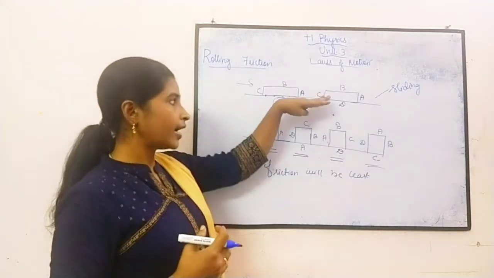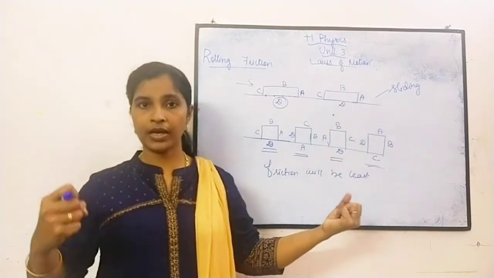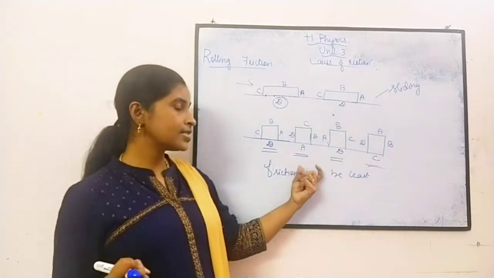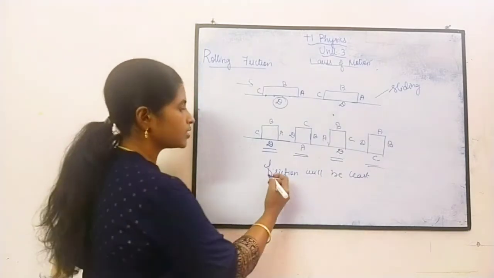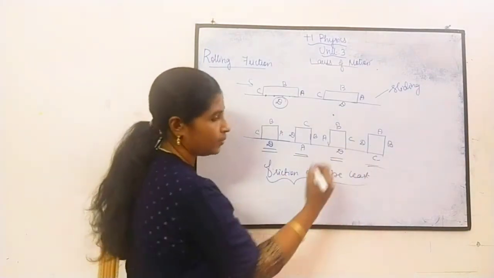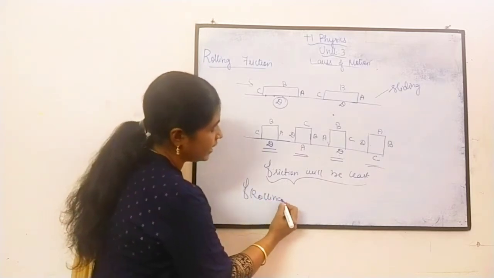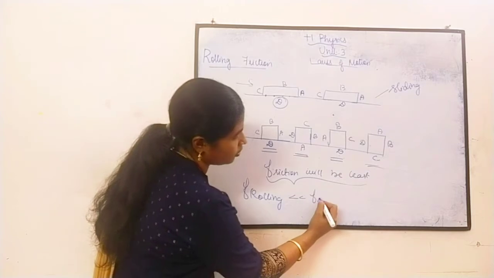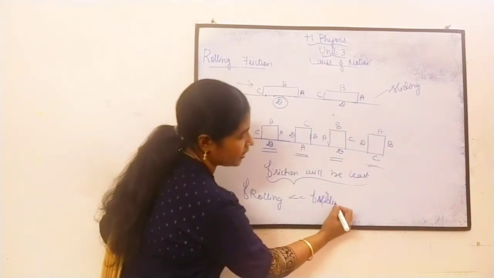Okay, for 100 kg, if you give at least 5 kg, you can move it. But here, since the friction is very less, it is very easy to move. So here the friction will be the least. Friction for rolling is less than the friction for sliding.